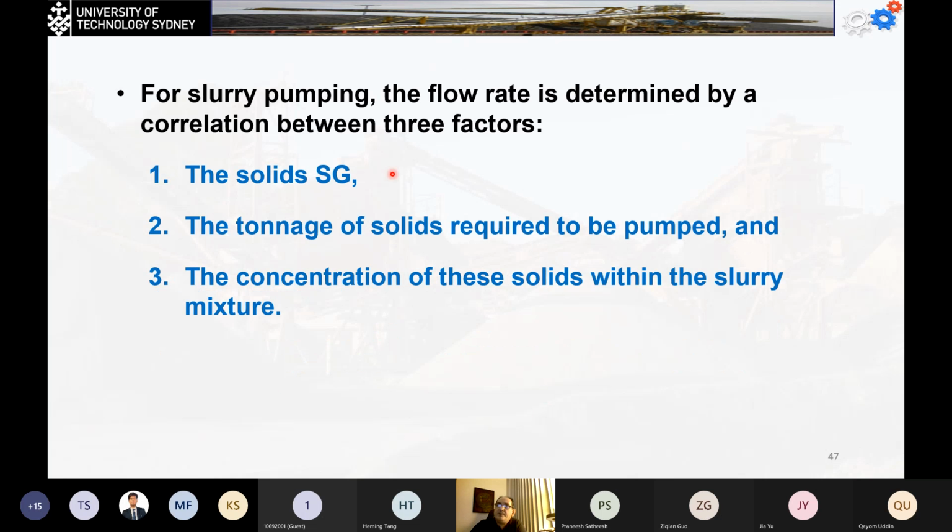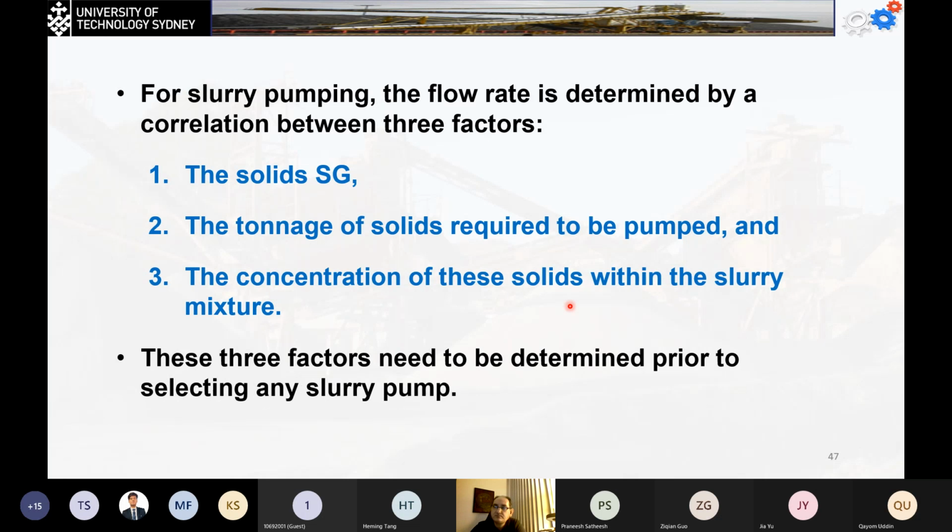So for slurry pumping, we need to know the following factors. First, what will be the solid specific gravity? Also, I need to find what will be the total tonnage of the solid required to be pumped, and the concentration of this solid within the slurry mixture. So the SG, the mass flow rate, and the CW, or the concentration of the solid in the liquid mixture. These three factors will need to be determined prior to selecting any slurry pump.